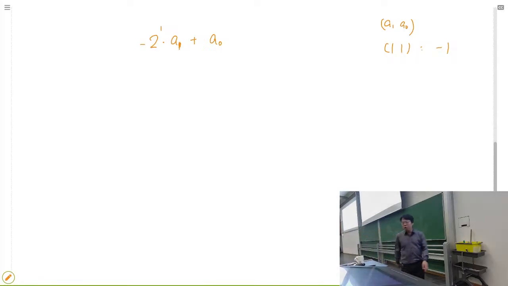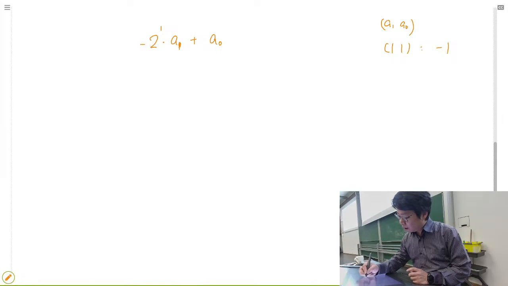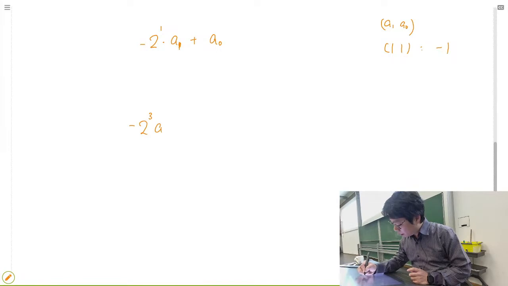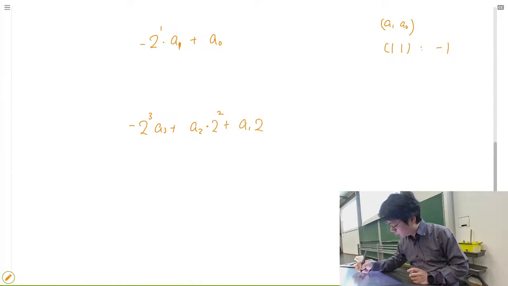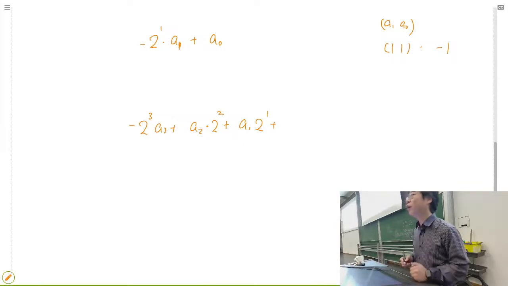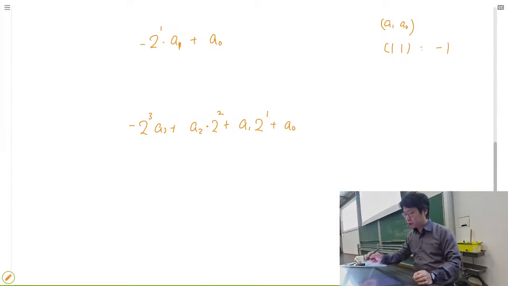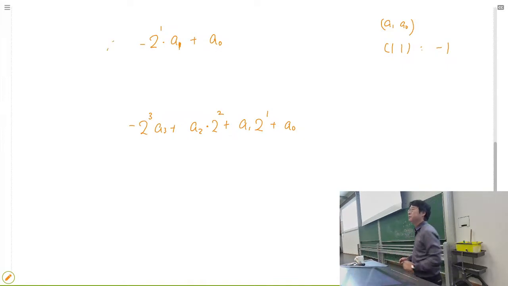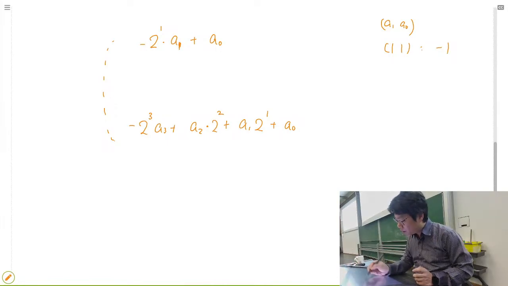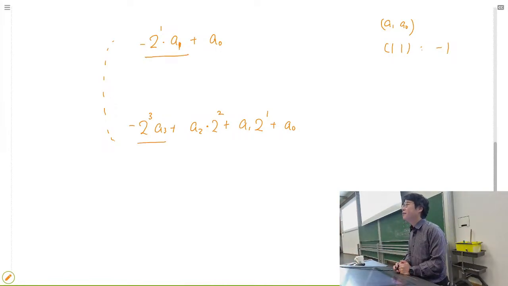Right? And the format would be minus 2 to the power 3 multiplied with A3, plus A2 multiplied with 2 to the power 2, plus A1 multiplied with 2 to the power 1, plus A0. Right? This is our binary format. Okay. So what is the difference between these two formulas? The difference is basically that we expand from here to here. Right?